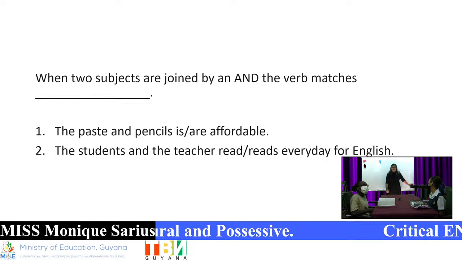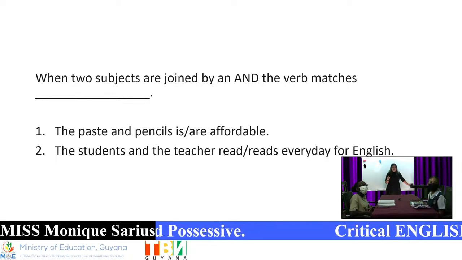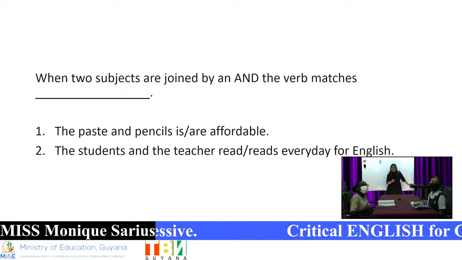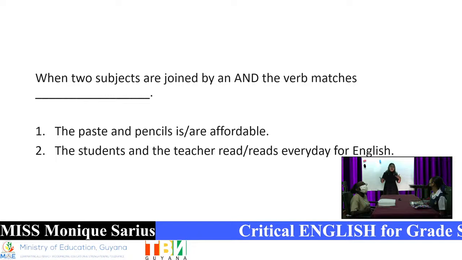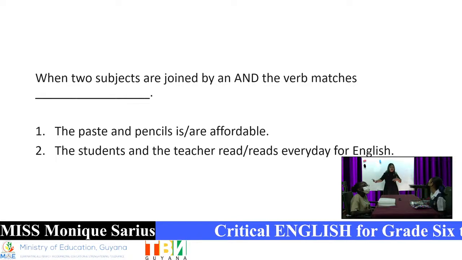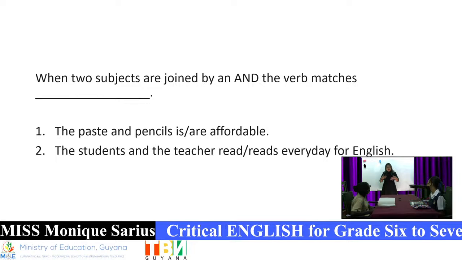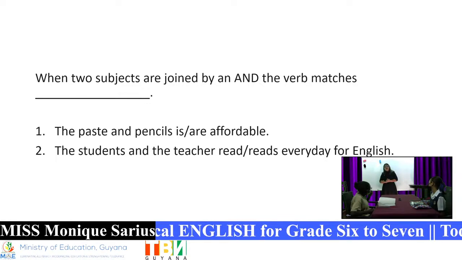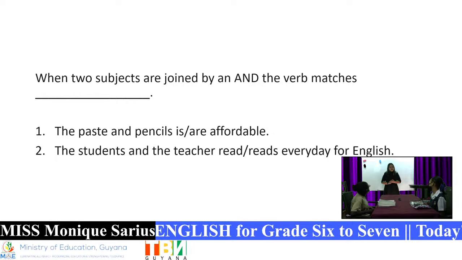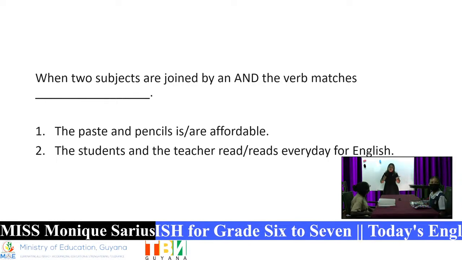Is. Remember we said that one was the exception just now, right? Usually it ends with the S, but in this particular one, the plural for these particular subjects would be are. Good. We are going to the market, plural, right? So the paste and pencils are affordable. What if we had it the other way around? You notice paste doesn't have an S at the end, pencils have the S at the end. So one is singular and one is plural.